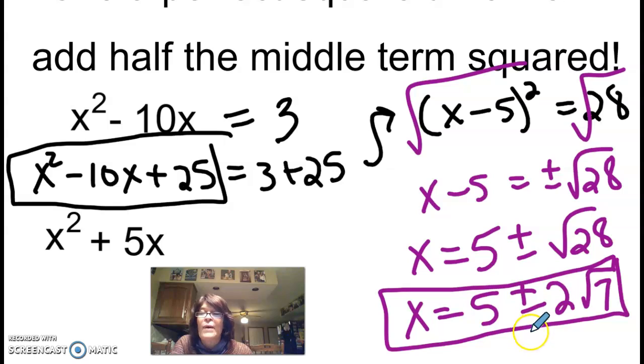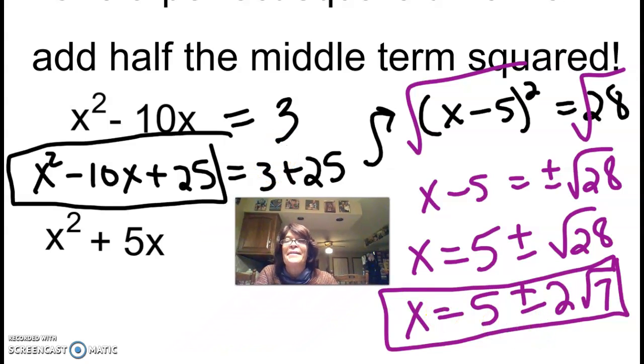Okay, it's just another way to solve. I'm trying to show you all the multiple ways. Remember that math is like pasta. Lots of different ways to make pasta, lots of different ways to solve quadratic equations. Just be careful, and we did this with circles.